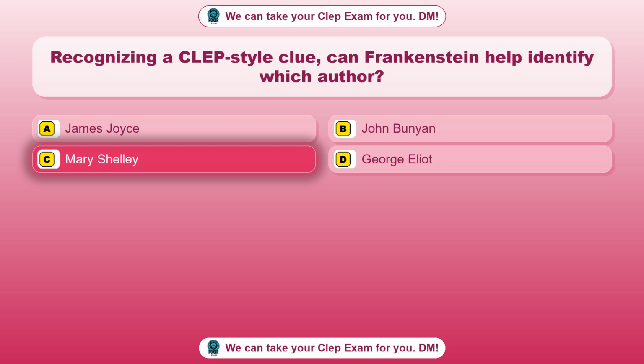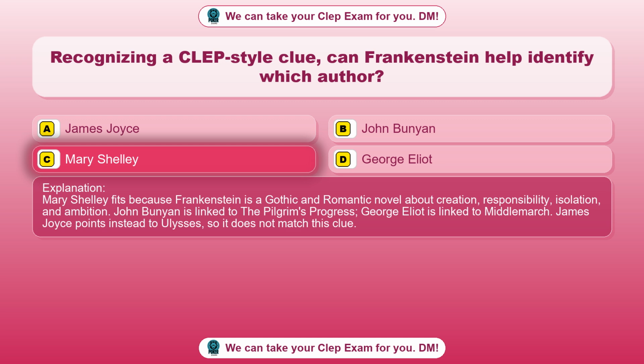Mary Shelley. Mary Shelley fits because Frankenstein is a Gothic and romantic novel about creation, responsibility, isolation, and ambition. John Bunyan is linked to The Pilgrim's Progress, George Eliot is linked to Middlemarch. James Joyce points instead to Ulysses, so it does not match this clue.